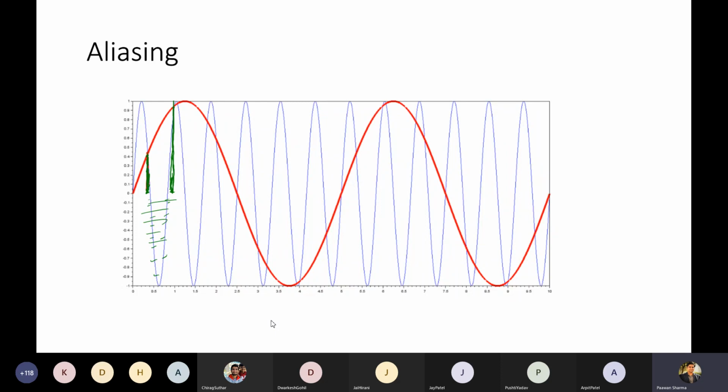If you sample like this, definitely you will not miss the shape of this signal. And in that process, you will get the samples of this signal also. No issues in that. So aliasing occurs because you do not sample adequately.